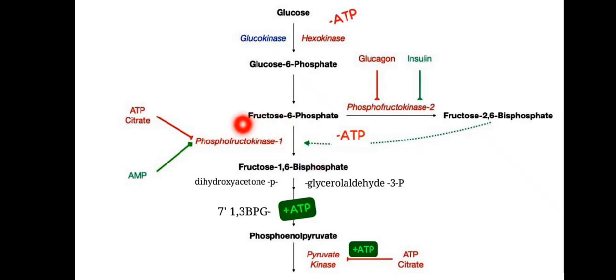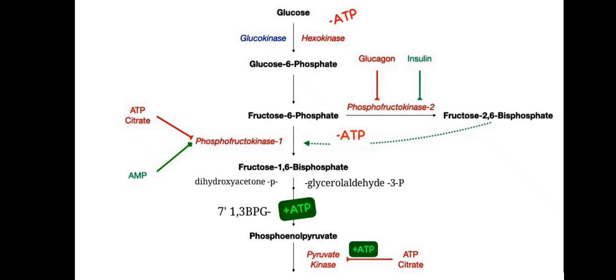Now, there is a very, very important enzyme here that we call phosphofructokinase 1. This is the rate-limiting enzyme of glycolysis that you must know. Fructose 6-phosphate is converted to fructose 1,6 bisphosphate by the enzyme that we call phosphofructokinase 1. And this is the rate-limiting enzyme of glycolysis. It is the most important enzyme of what? Glycolysis. Now, you can see here that ATP and citrate inhibit phosphofructokinase 1. In case you're asked a question, what are the regulators of glycolysis? Your answer should be ATP and citrate, as well as AMP.